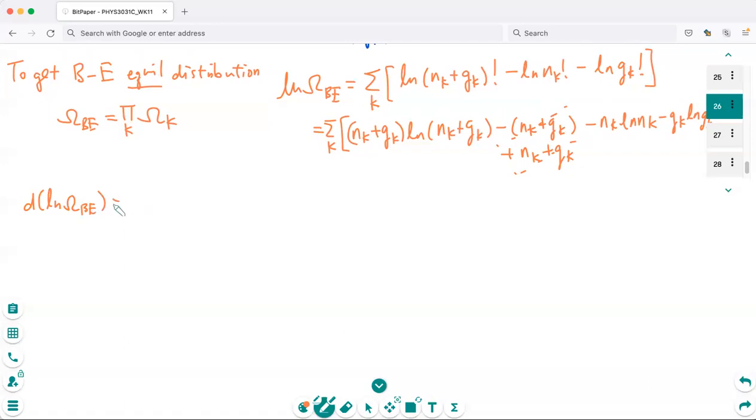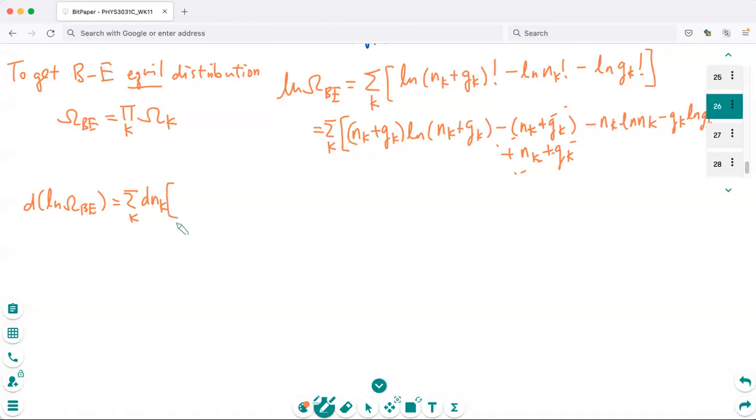So d log of omega will give me a sum over k. Now I do d log with respect to the change of n sub k, right? We want to find how we can come up with the equilibrium distribution of the particle, right? So how many particles in the k bundle, right? Sorry, d. So just remember what are the constants, what are the variables.